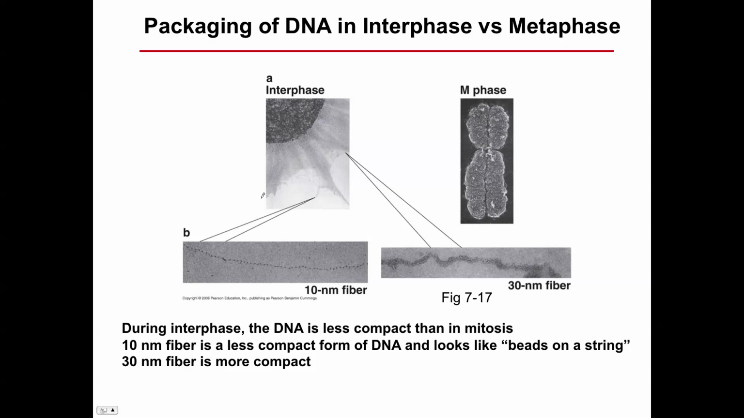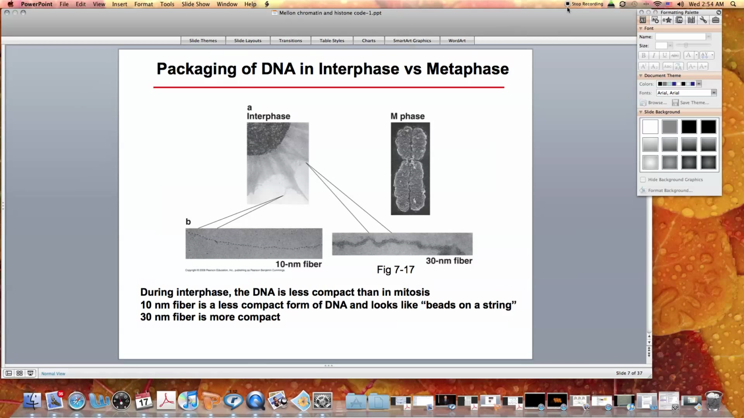Now, as stated in the slide too, during the interphase the DNA is less compact than in mitosis. And as we said, it's because we assume that the DNA is actually transcribing. This is why euchromatin is very diffuse during the interphase. Whereas in the M phase, the mitotic phase, it's extremely compact, so that way it can split. Okay, so let's go to the next slide.